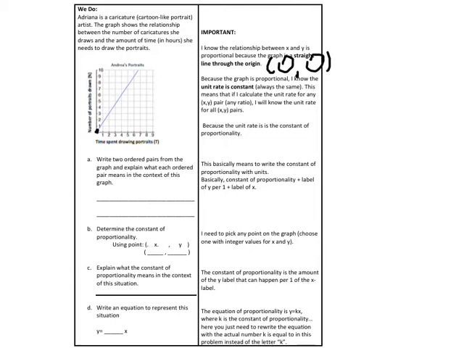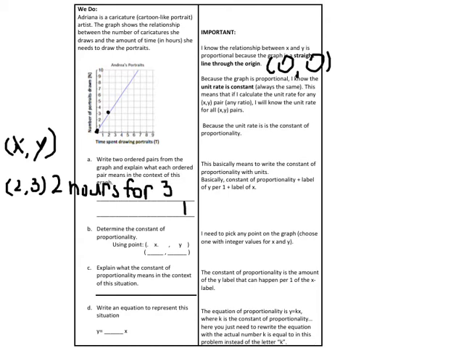That means I'm going to look at the x and y labels. So here we have point 2, 3. That's x is 2, y is 3. I always write my coordinates, x coordinate first, y coordinate second, in parentheses. 2, 3 means that in 2 hours, Adriana can make 3 portraits.